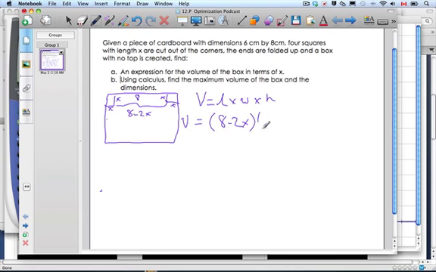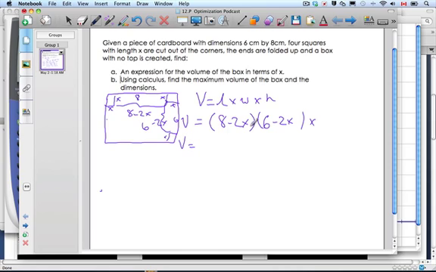Now we have to find the width. If I cut out the corner here, the 6 minus the x on each side gives the width, which is 6 minus 2x. Same process. Then we multiply by the height, which is just x. So here is our volume. Let's multiply this out.